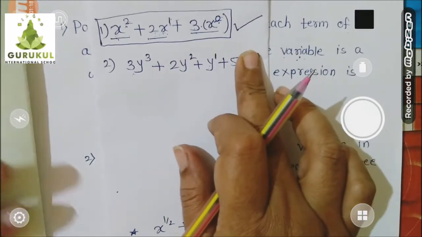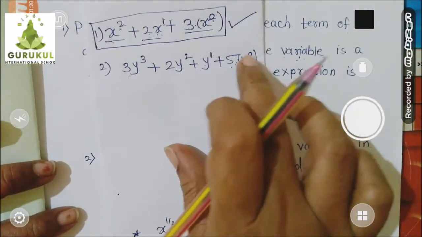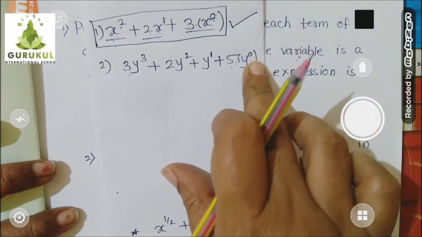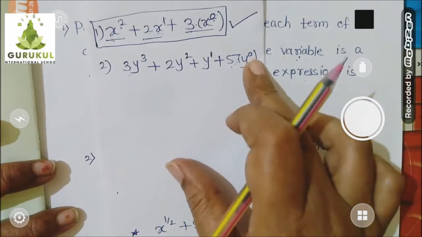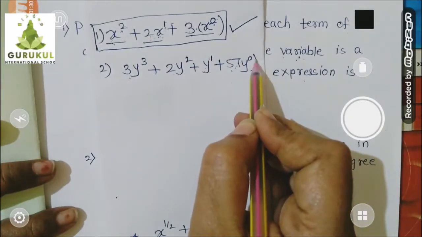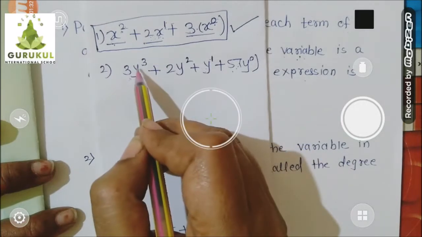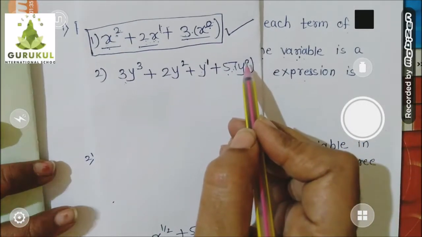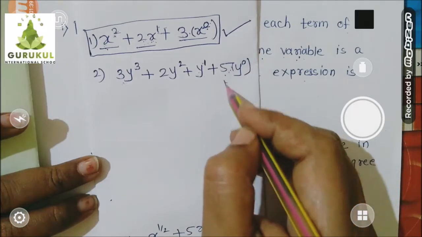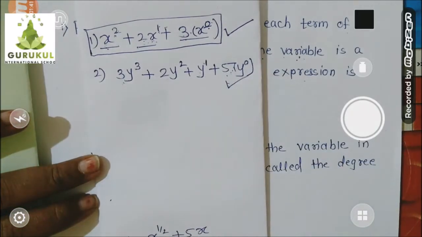And last, a constant number means it is assigned the variable with index 0. So is 0 a whole number? Yes. In short, 3, 2, 1 and 0 all are whole numbers, meaning the index in each term is a whole number, and throughout the expression it contains only one variable. So this is also a polynomial.